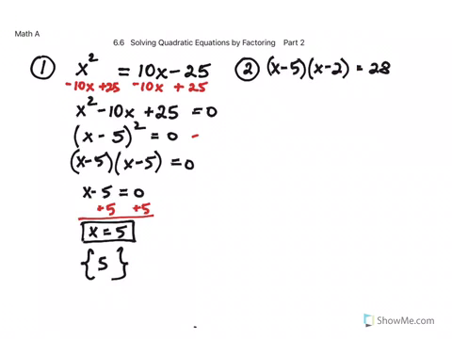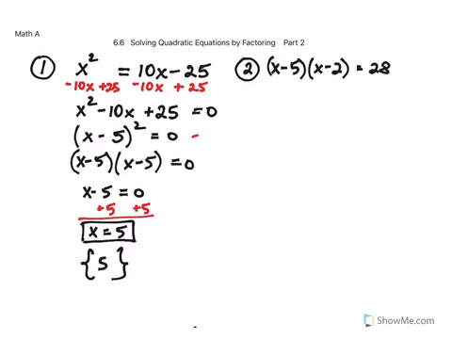Example 2. x minus 5 multiplied with x minus 2 is equal to 28. You may feel that this equation looks pretty easy because you have the left-hand side factored. However, please notice that on the right side you don't have a 0. Therefore, don't try to apply the zero product principle here. It cannot be done. Not yet.